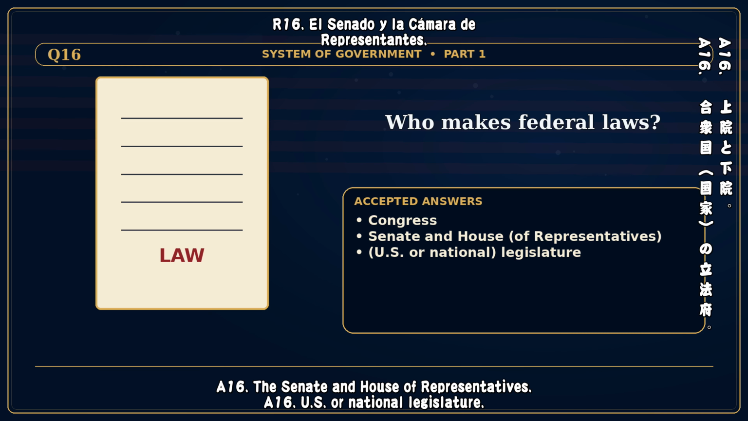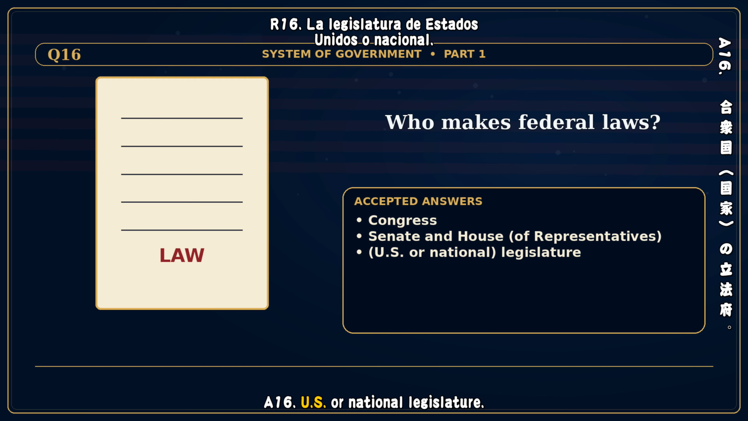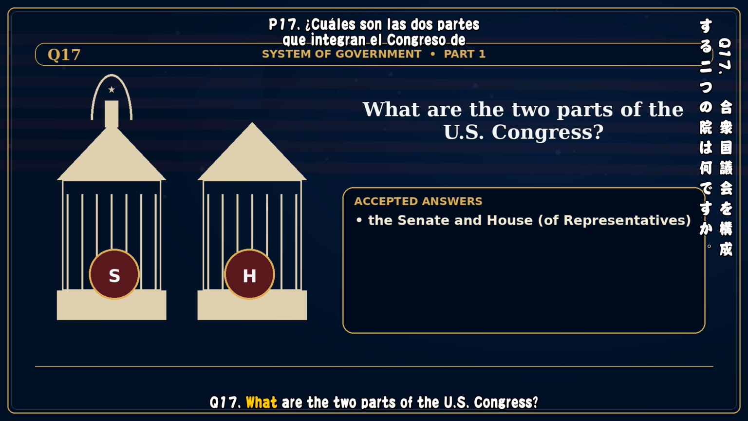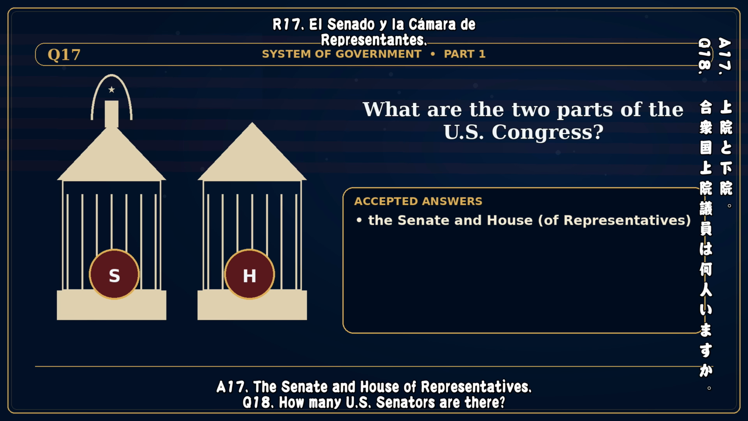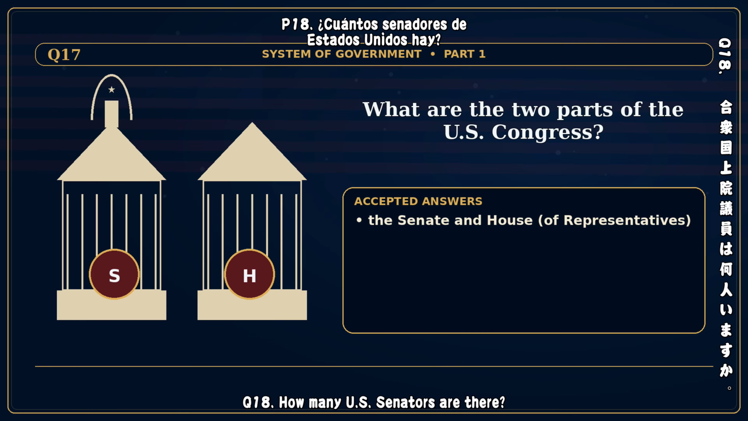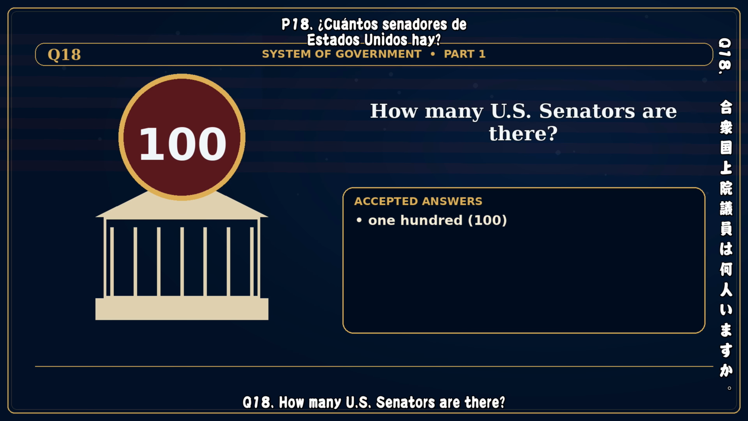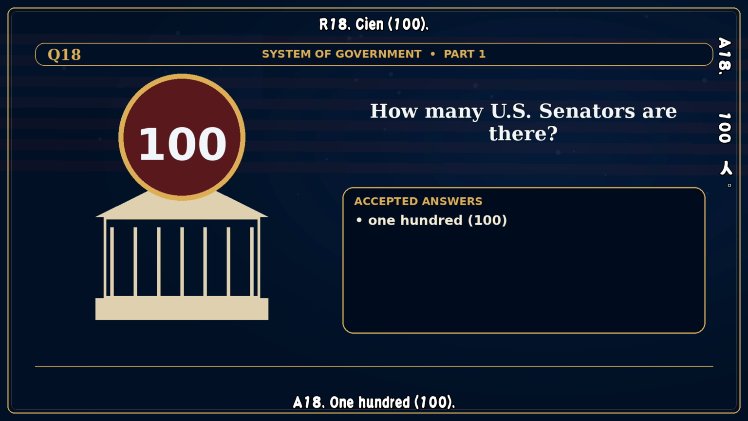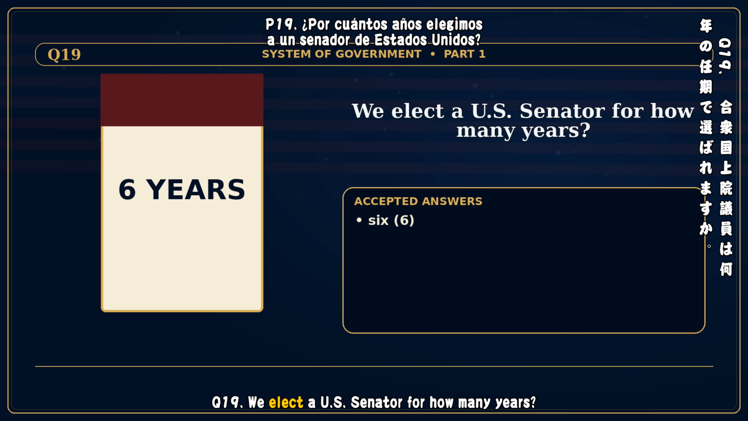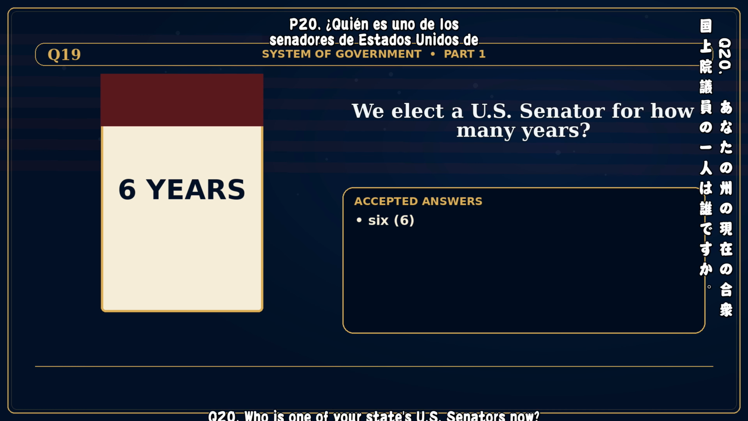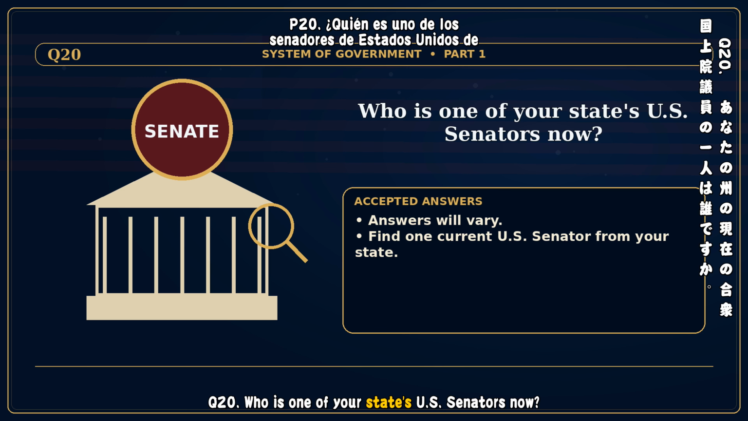Who makes federal laws? Congress, Senate and House of Representatives, U.S. or national legislature. What are the two parts of the U.S. Congress? The Senate and House of Representatives. How many U.S. senators are there? 100. We elect a U.S. senator. For how many years? 6 years. Who is one of your state's U.S. senators now?